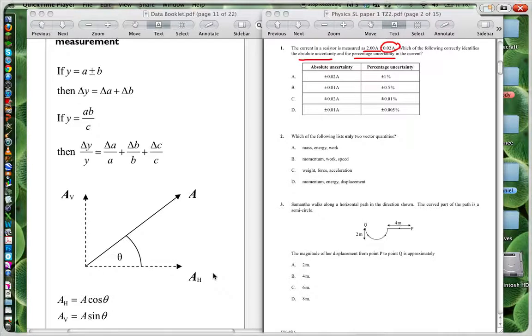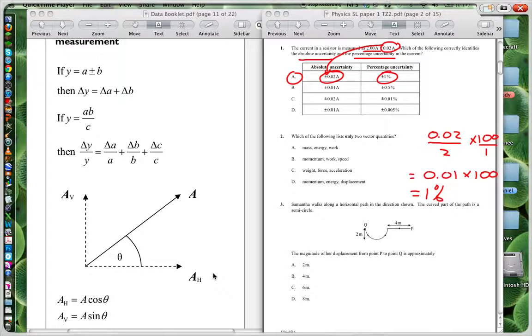So this represents that your percentage uncertainty is that absolute divided by that, so that's going to be 0.01. That would actually give you what we call your relative error, and when you multiply that by 100 over 1, you get your percentage, which is 1%. So we're looking at there and there, so the answer is A.